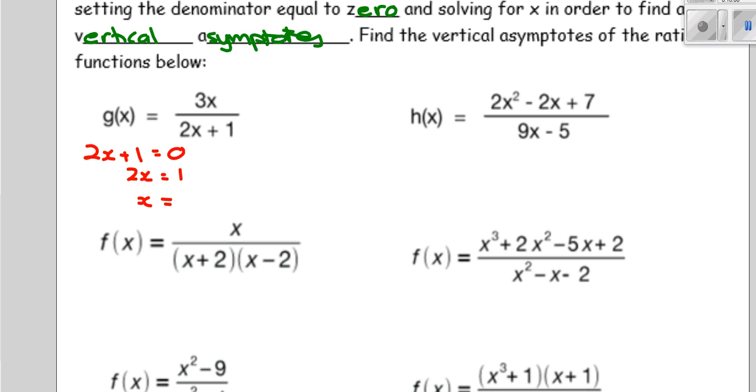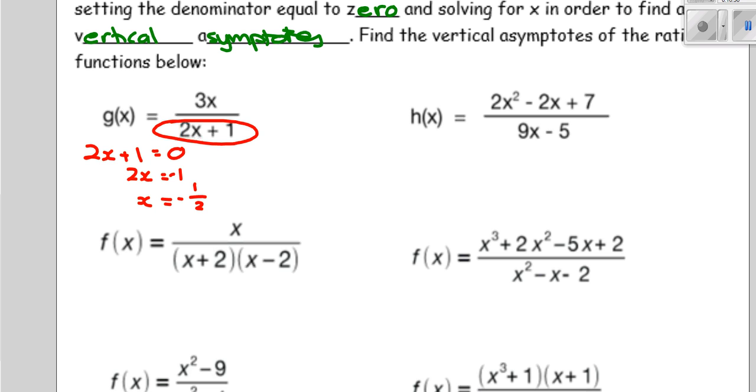So you set the denominator equal to 0 and solve for x. Here's where we got our denominator from. Set it equal to 0 and solve for x, and we get negative a half. So our vertical asymptote would be x equals negative a half. Here I just said find the vertical asymptotes. If it said state the domain, it would be x is not equal to negative a half, meaning all real numbers except the asymptotes. Let's keep going.